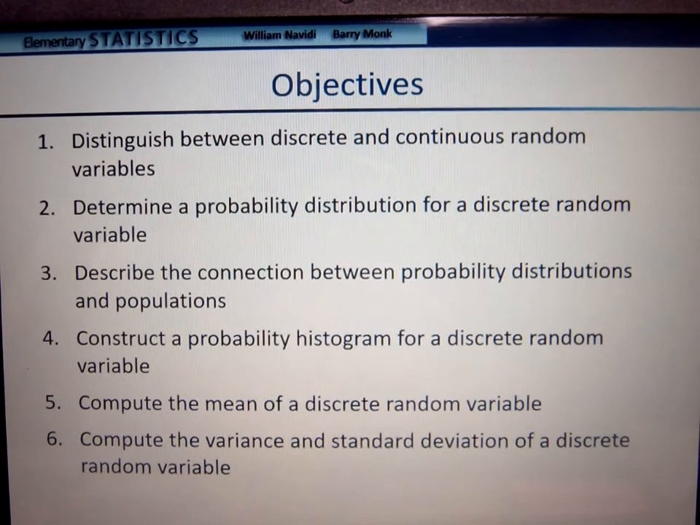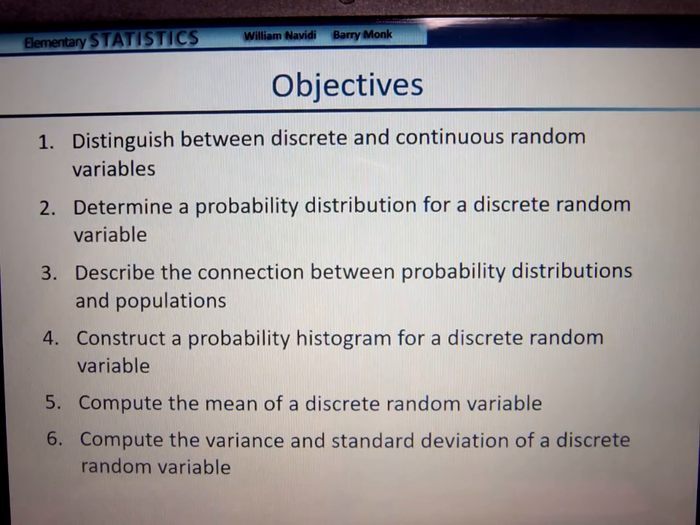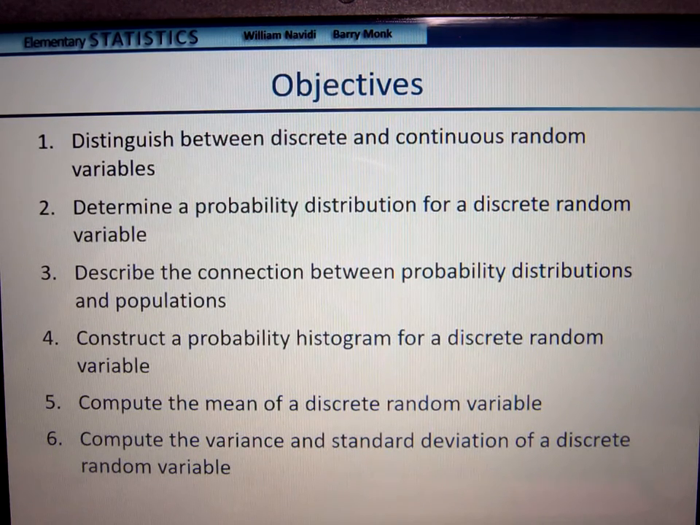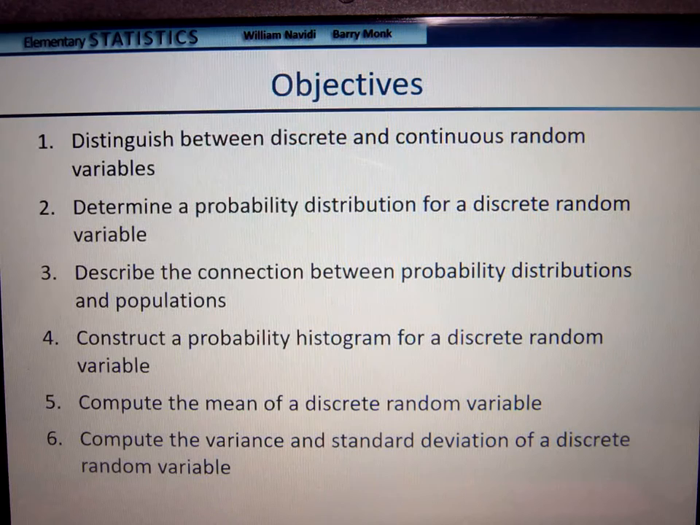We're going to determine the probability distribution for a discrete random variable. We will describe the connection between probability distributions and populations, construct a probability histogram for a discrete random variable, and then compute the mean of a discrete random variable, compute the variance and standard deviation of a discrete random variable. So lots to do. This is a longer section, so let's get started.